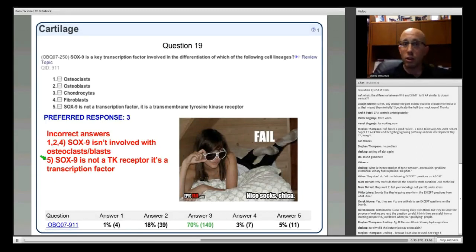Going back to the question, 19, SOX9 is a key transcription factor involved in the differentiation of which of the following cell lineages? Correct answer, 3, chondrocytes. 70% of you guys got that correct. That's great. So let's go through these incorrect answers. 1, 2, and 4. Well, SOX9 isn't actually involved with osteoclasts or osteoblasts. Number 5, SOX9 is not a transmembrane tyrosine kinase receptor. Not the case. It is a transcription factor.